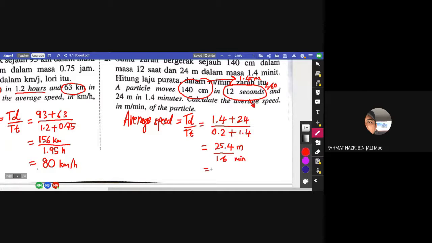Then lastly, 25.4 divided by 1.6. What's your answer? 15.875. Okay, good. 15 point, my number 1 and number 5 is connected. 15.875 meter per minute.